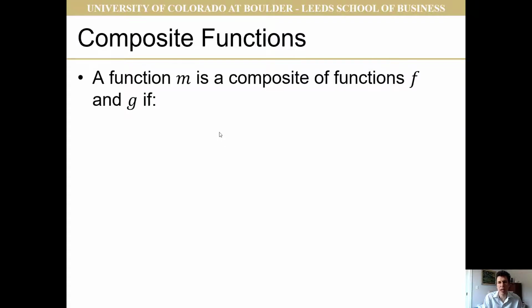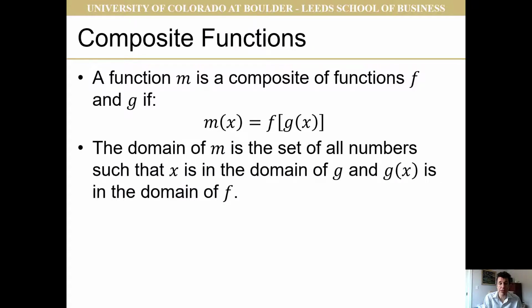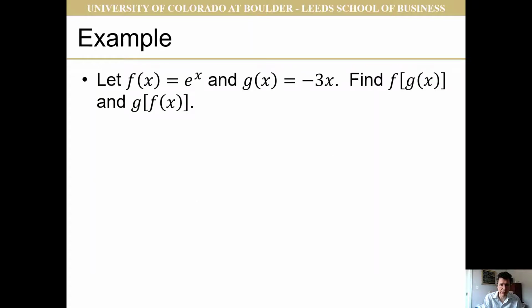Function m is a composite of the functions f and g if m of x equals f of g of x. So basically, wherever we see an x in the function f, we're going to plug in g. The domain of m is the set of all numbers such that x is in the domain of g and g of x is in the domain of f. So let's do an example.